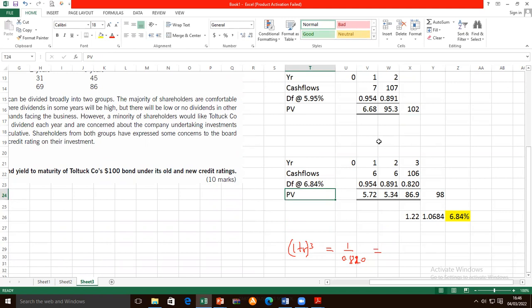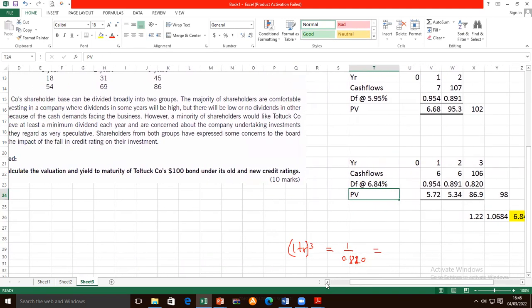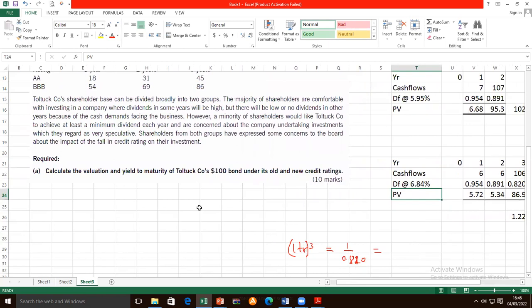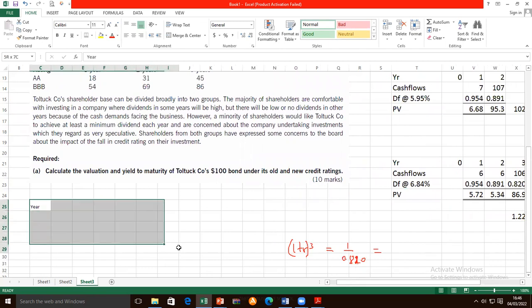So you've got your yields now. After finding your yields, now what happens? Let's move together. We found the yields, so now you can do your valuation. You can do your bond valuation. How do you do bond valuation? Let's move together.